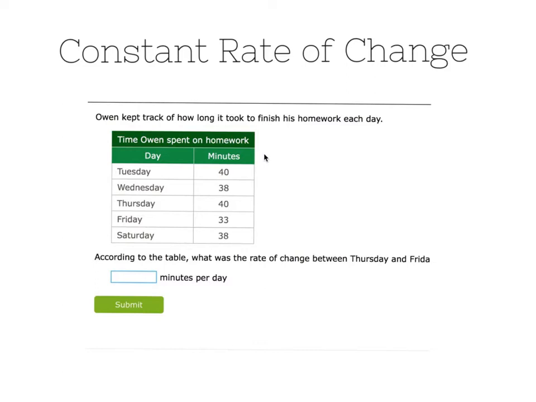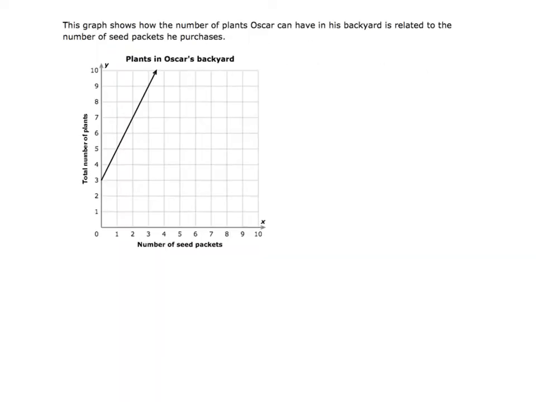Today we're going to look at some graphs and tables, mostly graphs, where there is a constant rate of change. Every time the graph changes, it changes by the same amount. Hopefully this will be a little easier to wrap our minds around. Every time the line goes anywhere, it goes by the same amount. Let's look at this first question. This graph shows how the number of plants Oscar can have in his backyard is related to the number of seed packets he purchases.